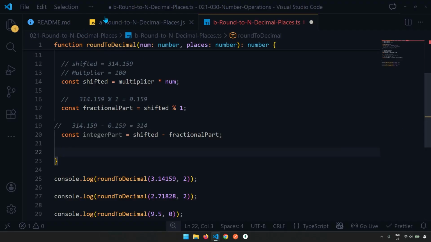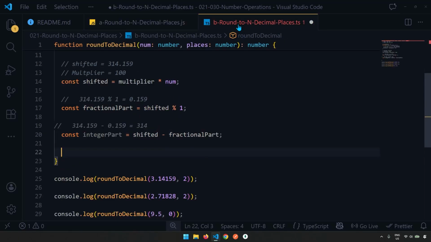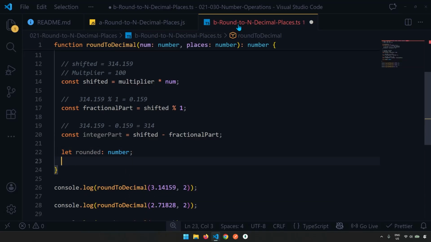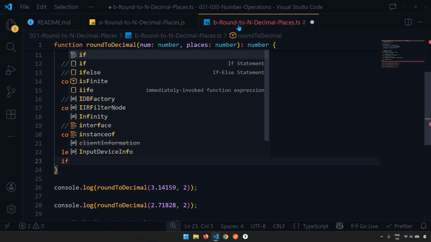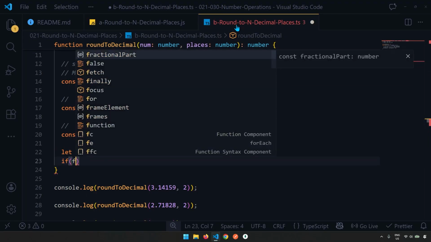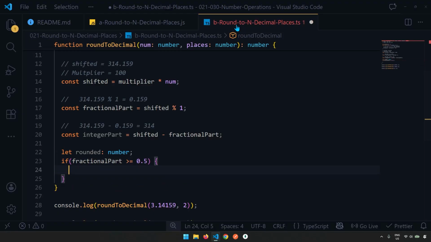So here is where we need to create this variable. Remember, we have not created this rounded. We need to create that. That's going to be let rounded. The type of this is going to be number, but I'm not going to give it any values. So how do we decide this? We say if fractional part is, we know that if the fractional part is 0.5, if it is 5 or above, we round it up. So if it is 0.5 or above, we round it up.